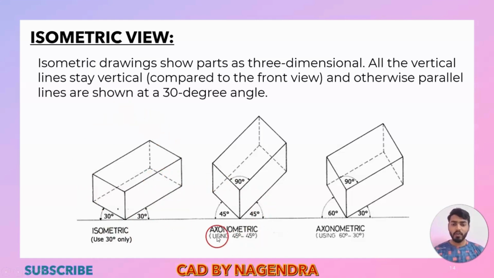Then if you go with axonometric, the inclination will be different. Here you can see 45 degrees and 45 degrees, or one is 60 degrees and the other is 30 degrees, like this. So different types of angles we can see in axonometric views. Overall all these views are 3D views only. In that, mainly we prefer to use isometric views. Why? Because in isometric views we are able to see all the three views properly. So I hope you have understood this.